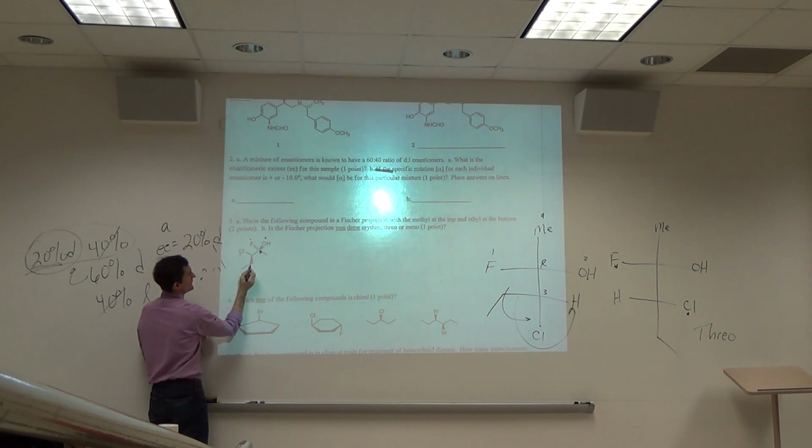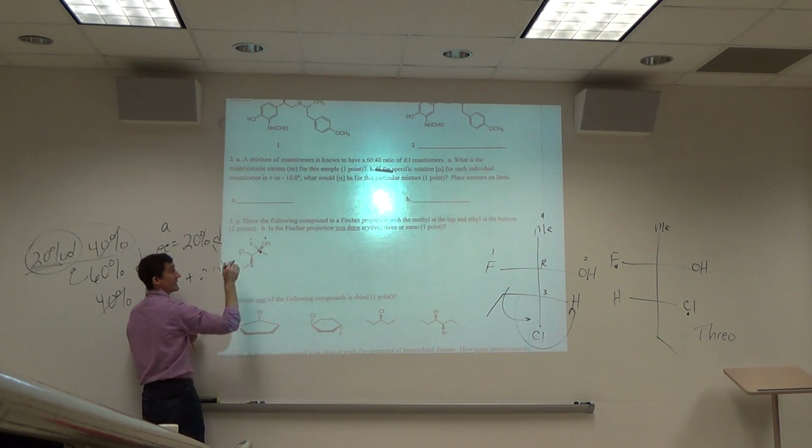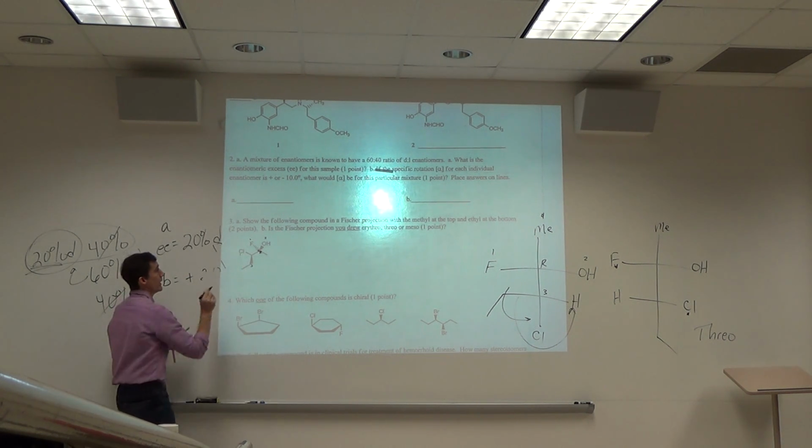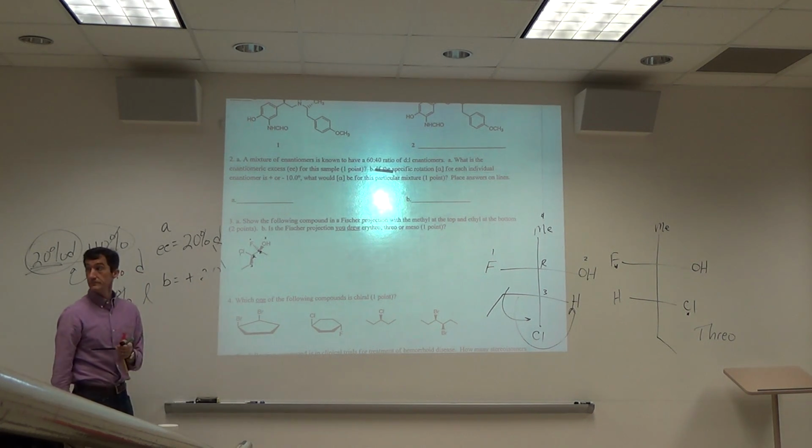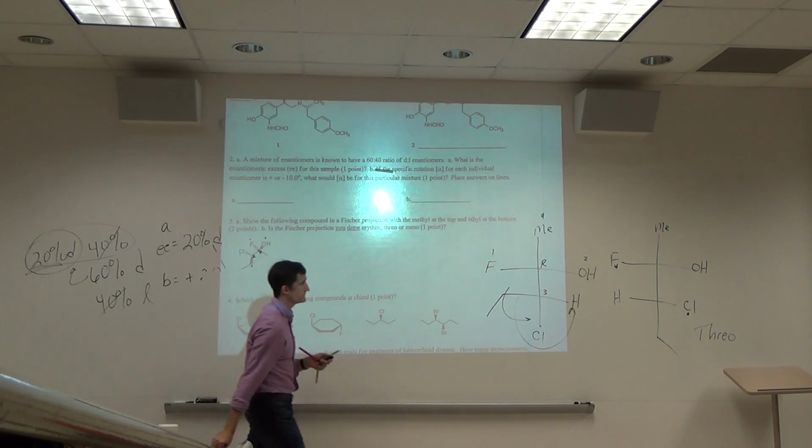Chlorine is 1. Carbon with O is going to be 2. Carbon with carbon is going to be 3. And the H is in the back. See, here's in the back. 1, 2, 3, R. So you can easily see it's R there. It better be R over here.